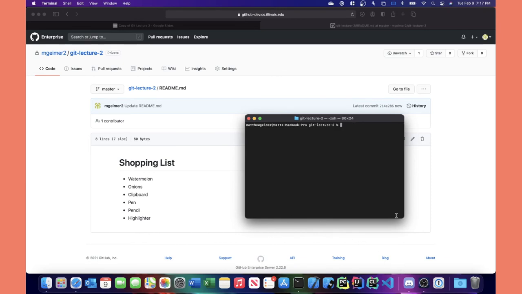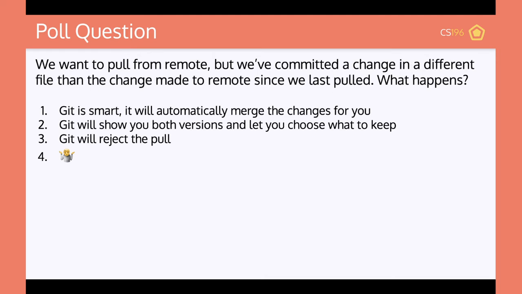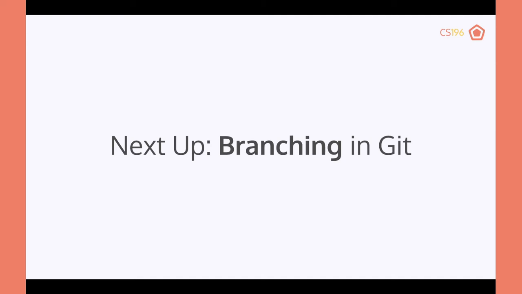Okay, so let's go back to the slides. And let's talk about branching in Git. So as I said, when we were pulling and then dealing with these merge conflicts, it gets really messy really fast. It's really annoying, especially when you're dealing with real code where you have 20, 30 lines that are more complex. It becomes really difficult to figure out what you want to keep and what you don't.